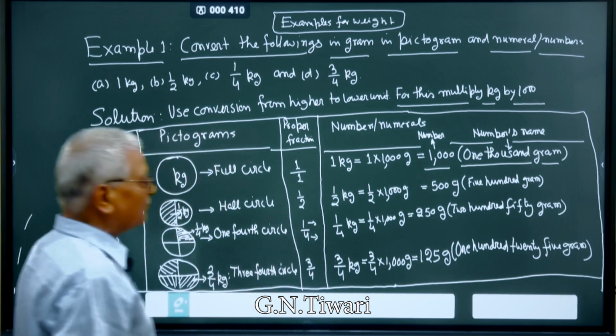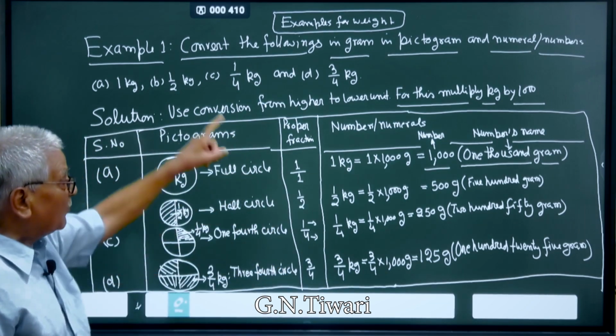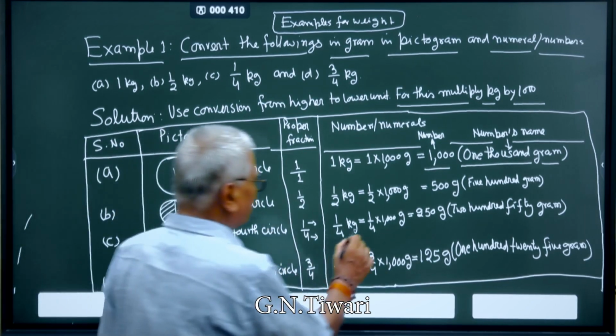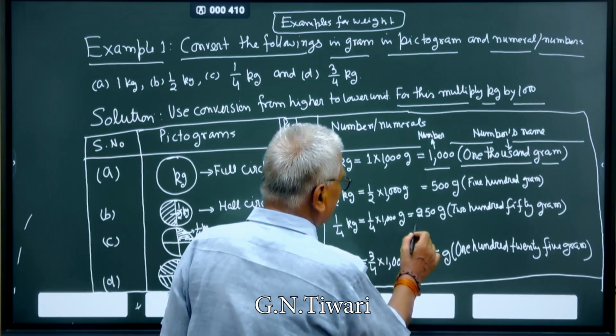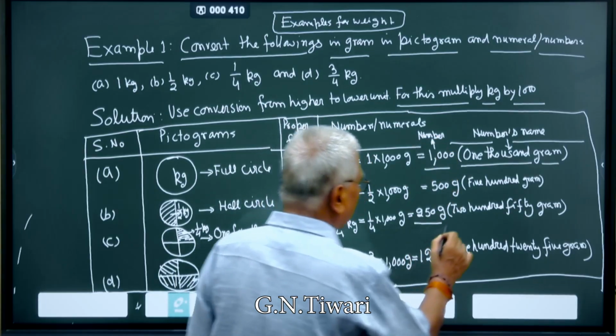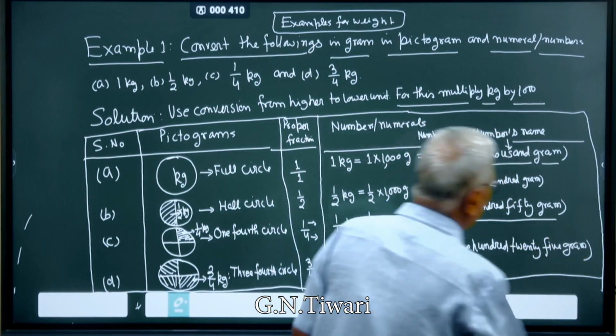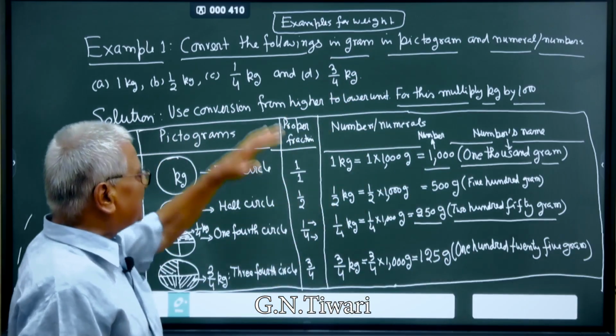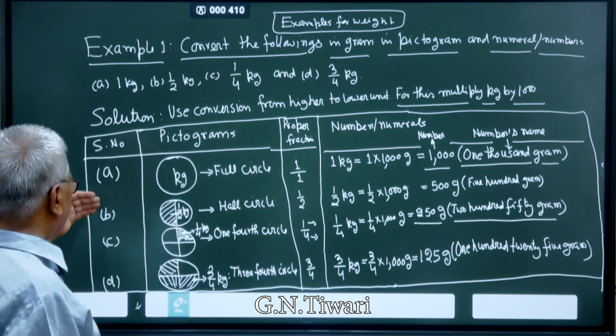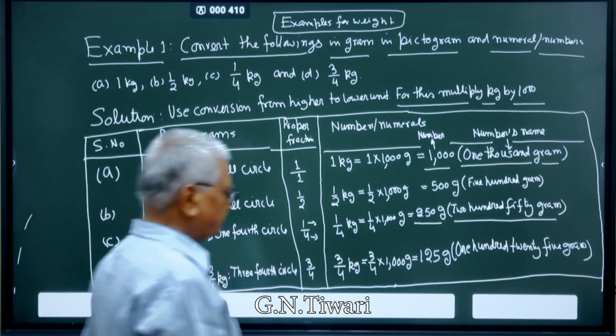So 1 by 4 becomes the proper fraction, and 1 by 4 kg means 1 by 4 into 1000, which is equal to 250 gram. It is a number, and 250 gram is the number name. Similarly, you can just see case B and D also.